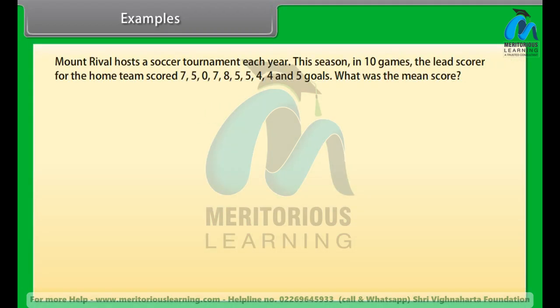Mount Rival hosts a soccer tournament each year. This season, in 10 games, the lead score for the home team scored 7, 5, 0, 7, 8, 5, 5, 4, 4, and 5 goals. What was the mean score?